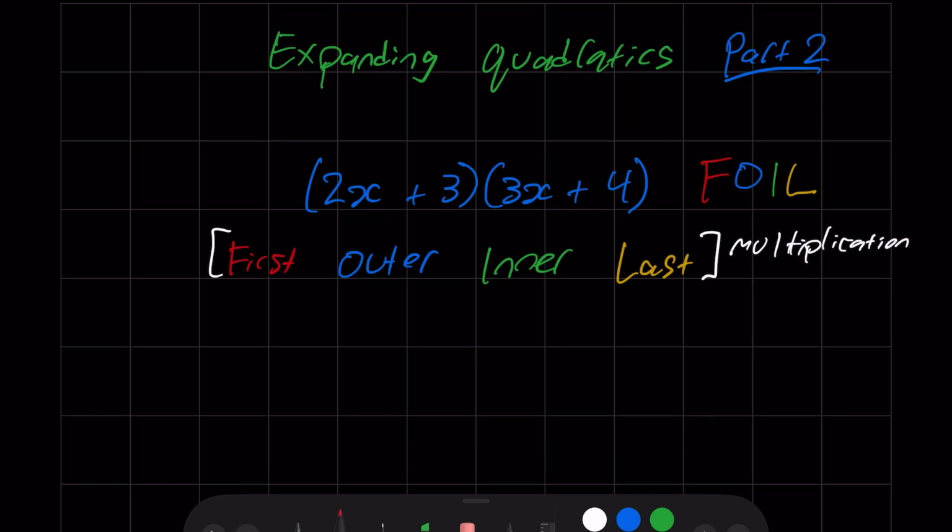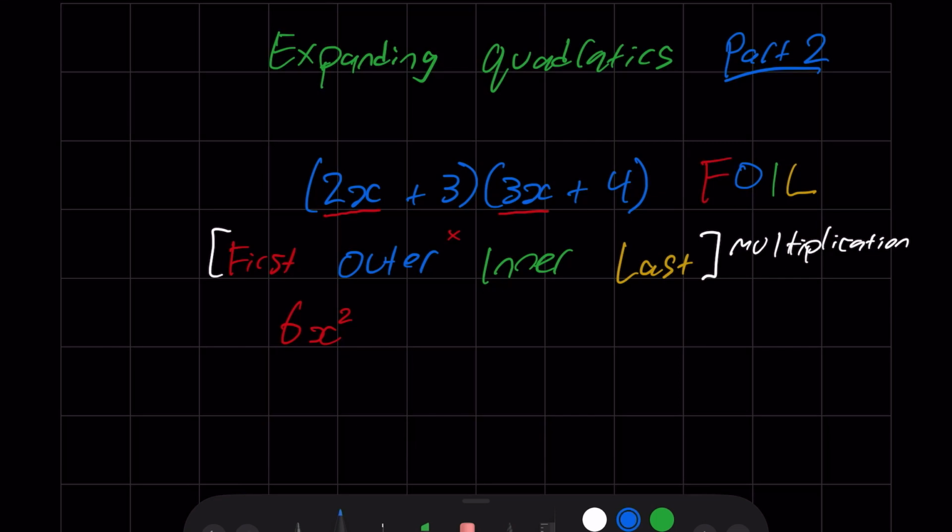So the way that we do this, if you've seen my last video, you should know what we do first. We take the first part of our acronym, which is the word first, and that means we take the first term in our first bracket and multiply it with the first term in our second bracket. Before we saw that x times x is equal to x squared, and that is still the same here. But we're not just doing x times x, we also have to do 2 times 3. 2 times 3 is 6, so I write 6, and x times x is x squared, so I add on x squared.